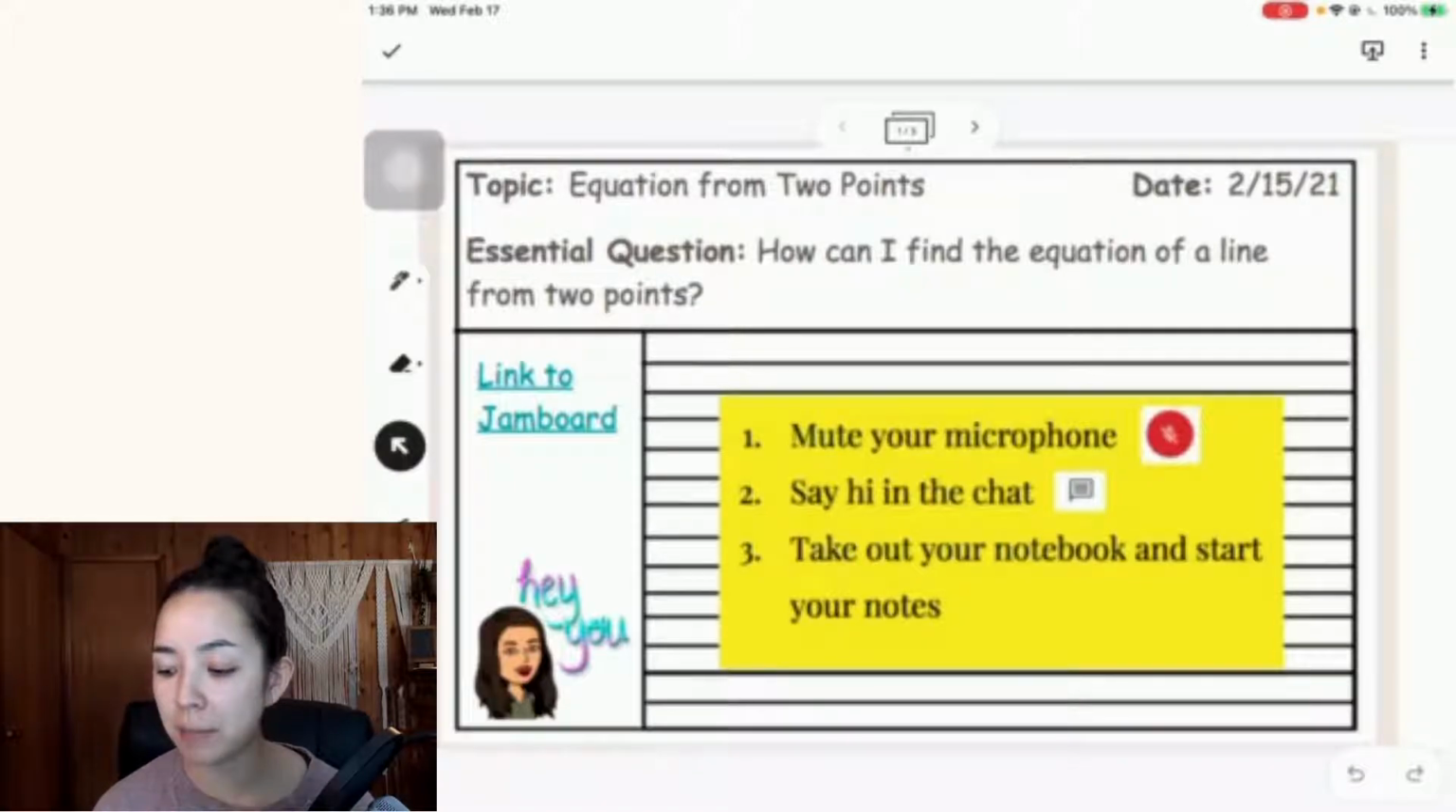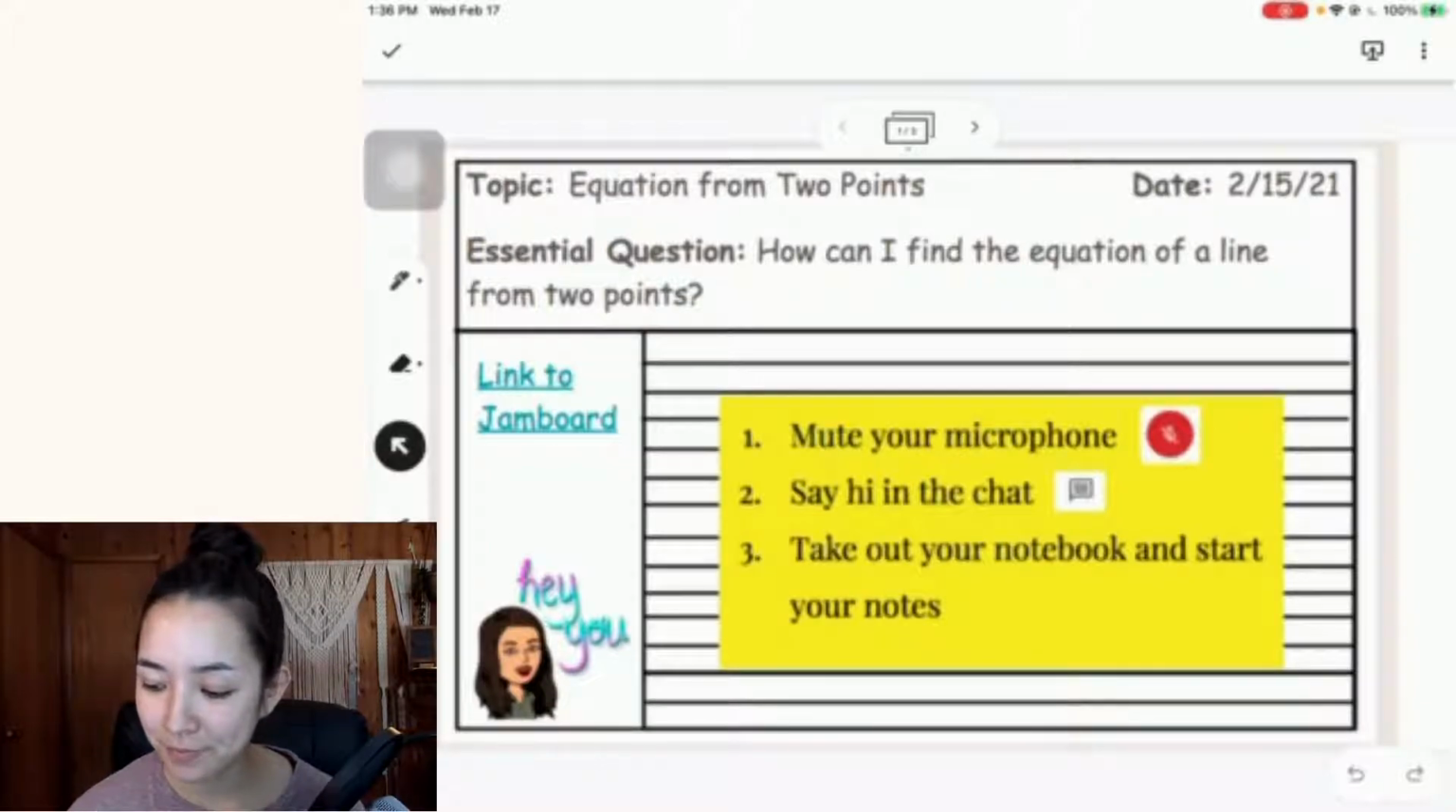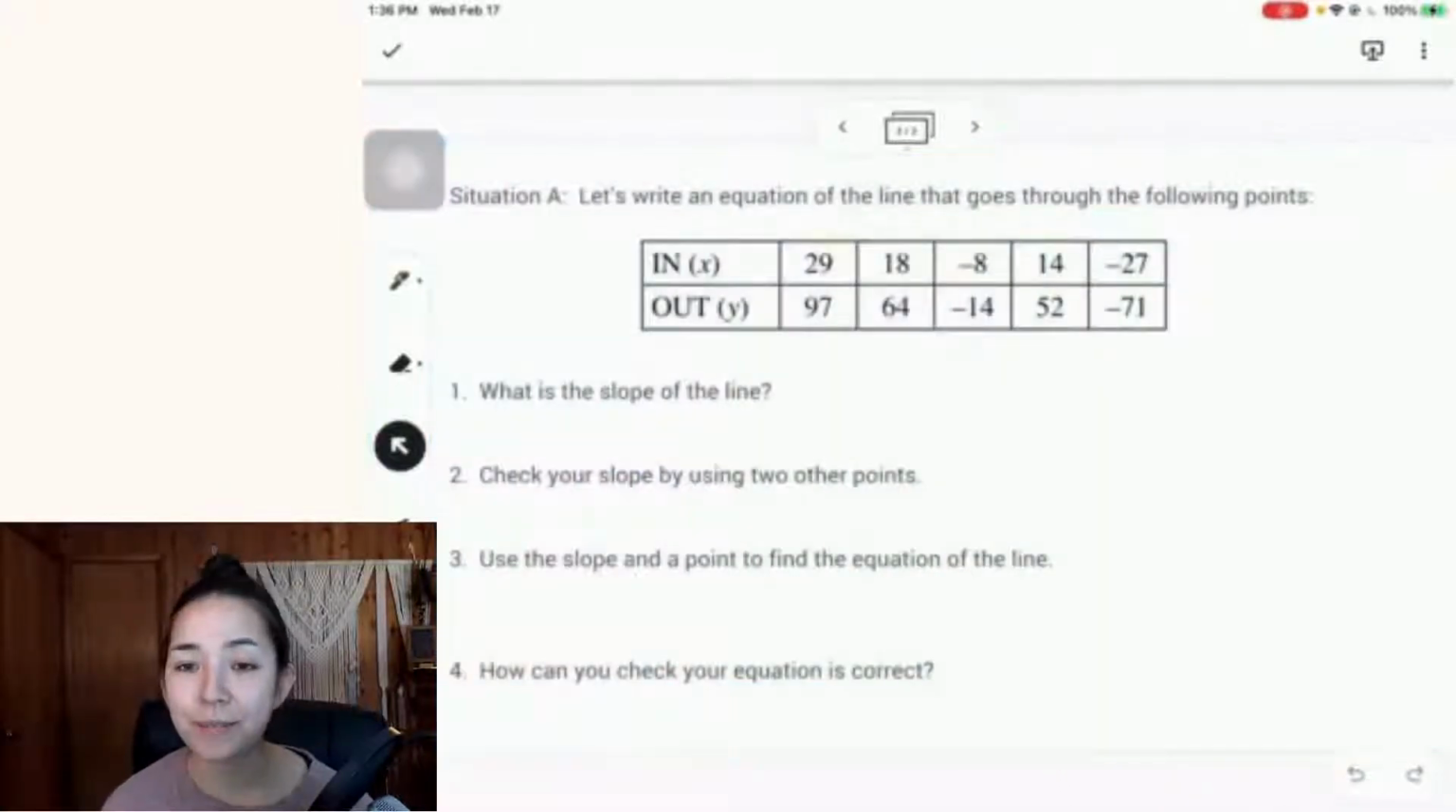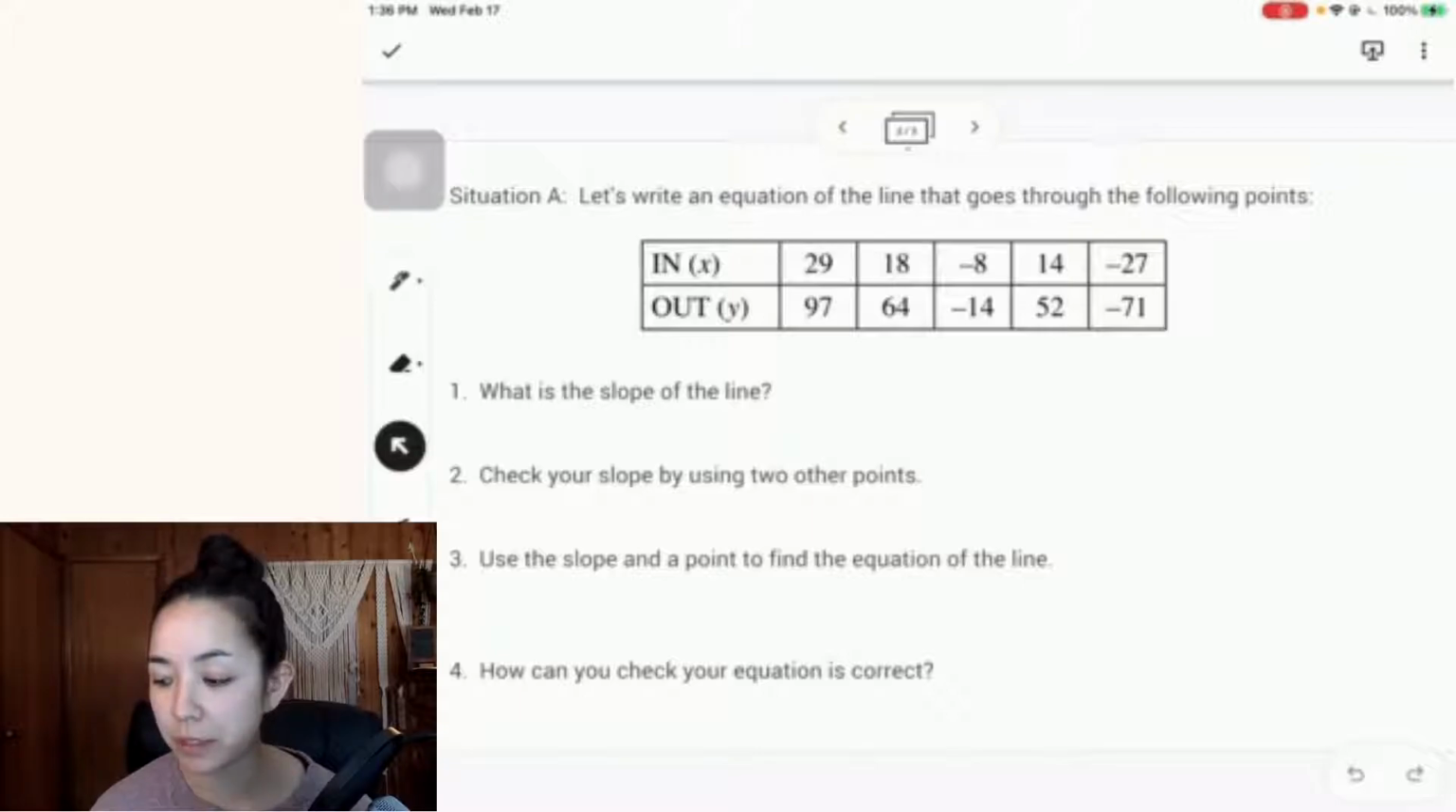So go ahead and pause this video and write this topic and essential question in your notebook. Okay, now I want you to pause the video again and you are going to write this down in your notebook, and when you're finished writing it, unpause and we'll go through the notes together.